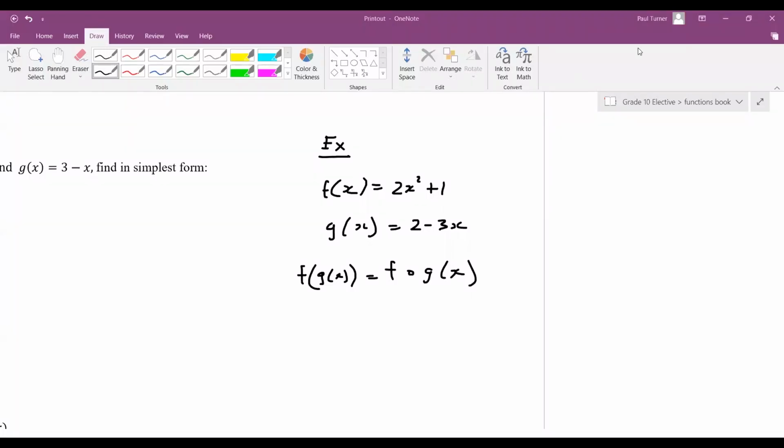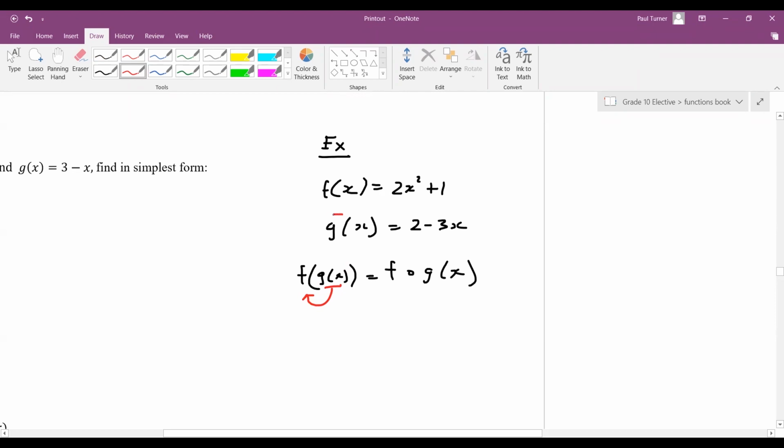So this example is f(x) = 2x² + 1, g(x) = 2 − 3x, and we want to do the composite g into f. So we always put this one inside f. You can see it's actually sitting inside f(x), isn't it?